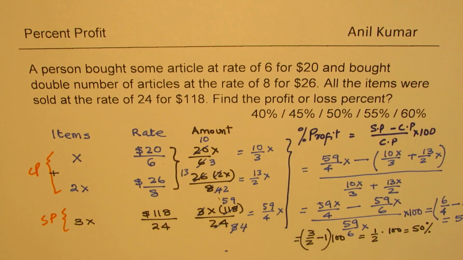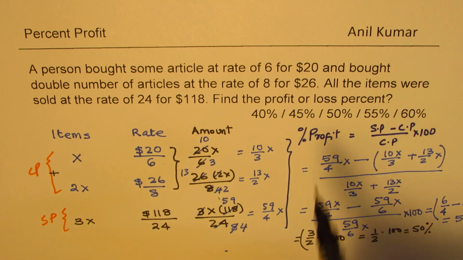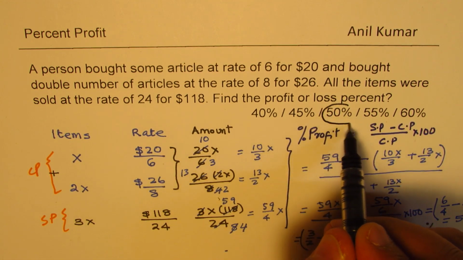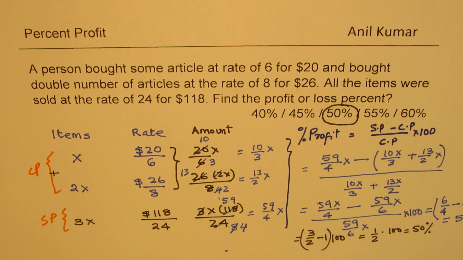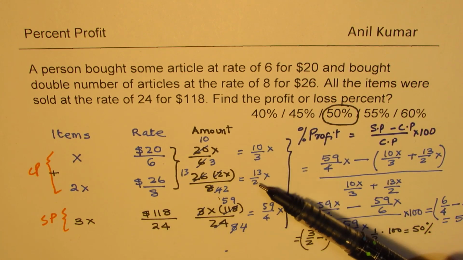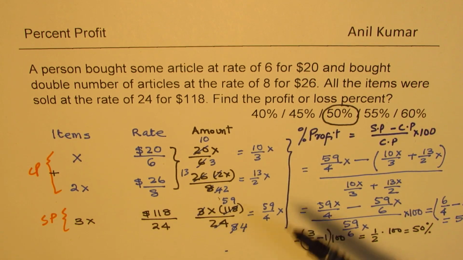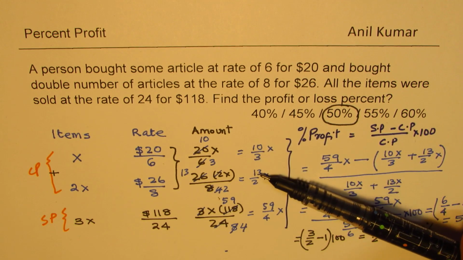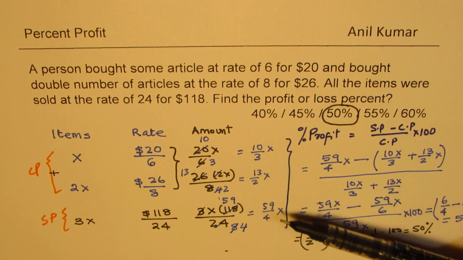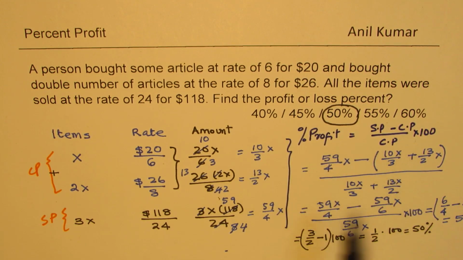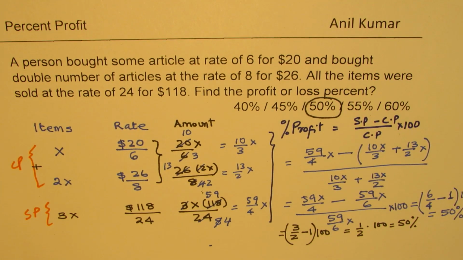So in steps, you may take that much time to solve this particular question. It could be done much faster if you do this calculation right away here. So you realize that this is also 59 over 6, this is 59 over 4, and then it becomes much simpler to work out. So I hope the solution is clear.